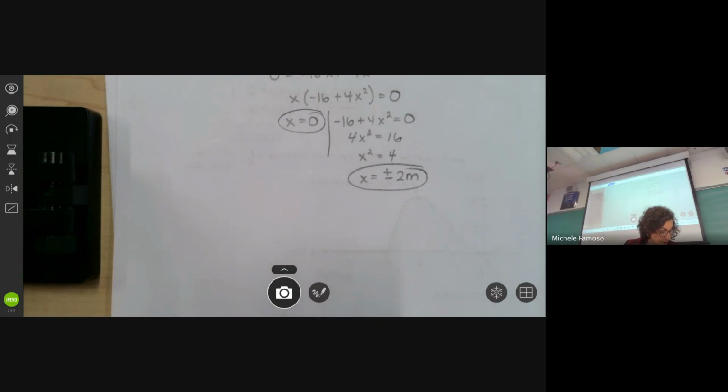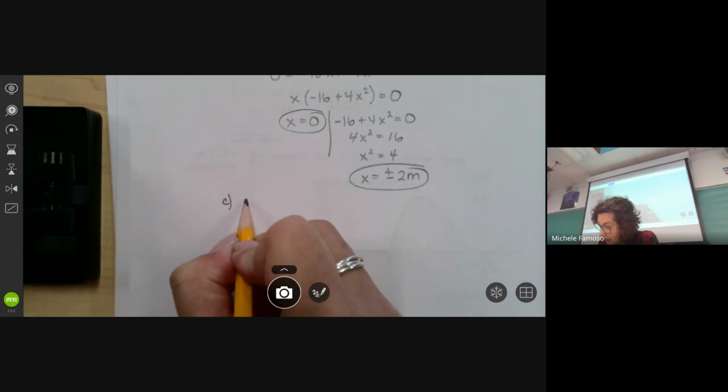Then in part C, which of these equilibrium positions are stable and which is unstable? Okay. To determine stability, you have to figure out whether the potential energy graph is concave up or concave down. And the way you do that is by looking at the second derivative of the potential energy function and determining whether it's positive or negative.